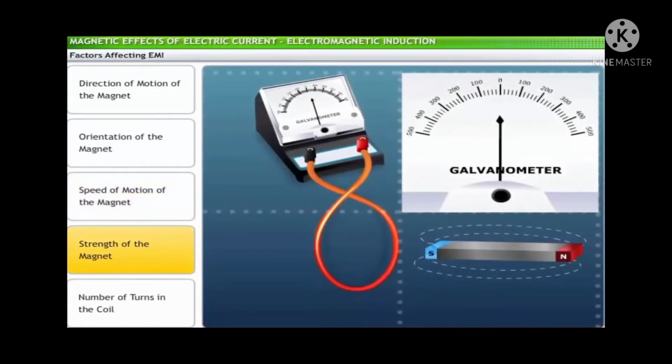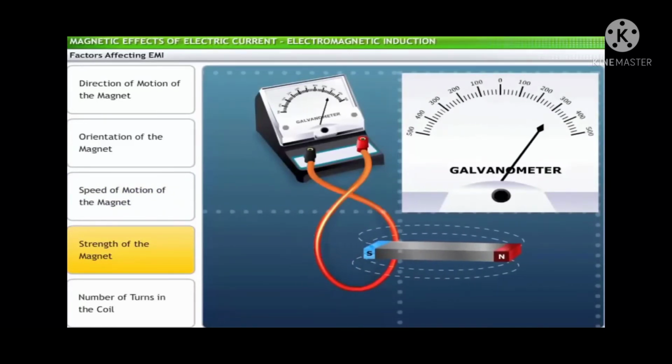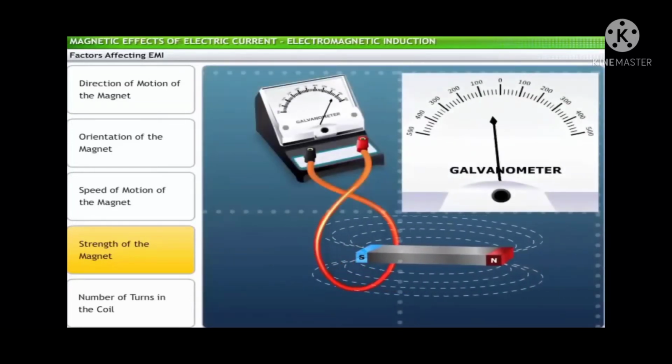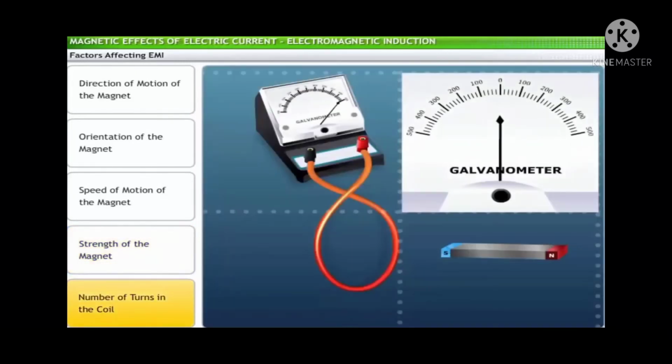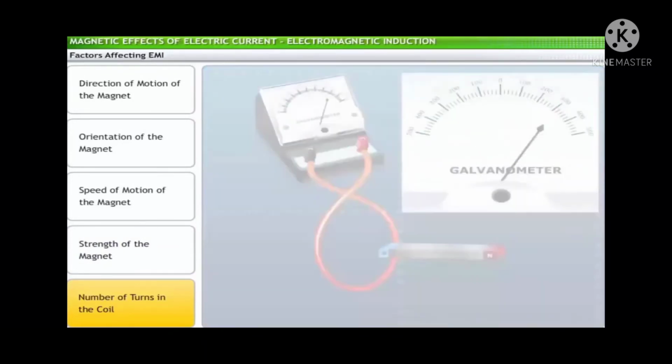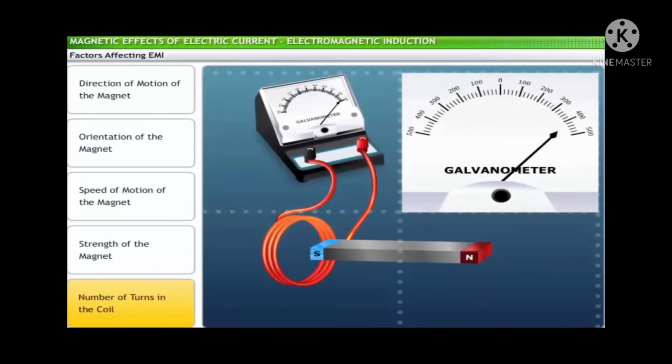The strength of the magnet is another important factor. The quantum of EMF induced in a coil is proportional to the strength of the magnet. The stronger the magnet, the higher the induced EMF, and thus increased induced current in the coil. Finally, the number of turns in the coil also affects the induced EMF. Using a coil with a greater number of turns increases the induced EMF.